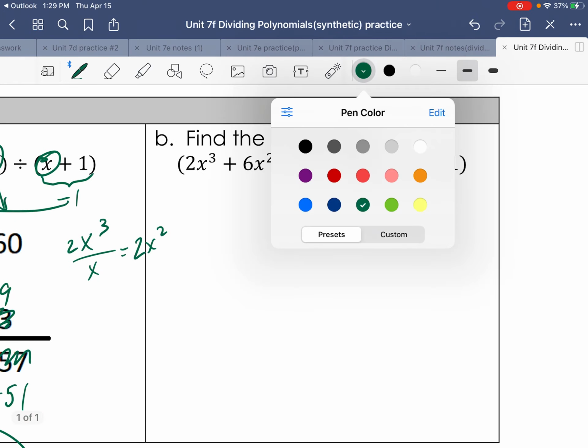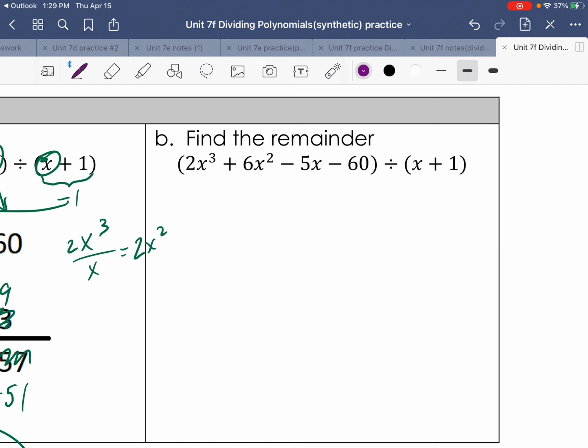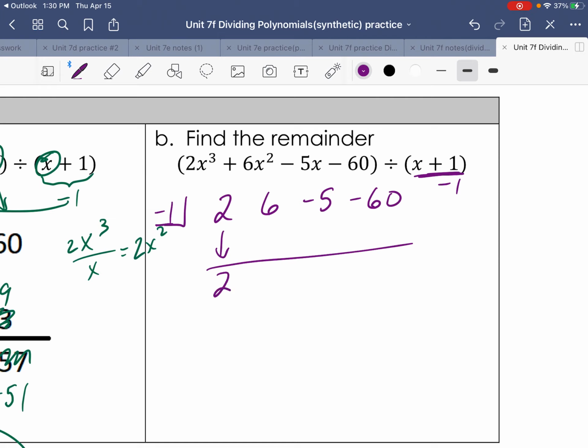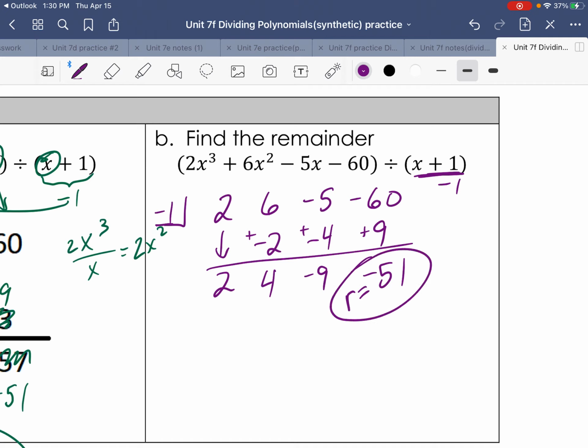All right, B, we're going to find the remainder on this. Something new. Looking at your exponents, 3, 2, 1, 0. Cool. No terms missing. And coefficients, we have 2, 6, -5, -60, x plus 1. So we need the opposite, -1 in the box. 2 comes down, -1 times 2 is -2. 6 plus -2 is 4. -1 times 4 is -4. Adding, -9. -1 times -9 is +9. Adding is -51. So our remainder, that's all I want for this, is -51.